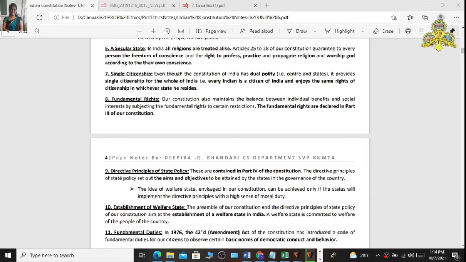One more feature is the directive principles of state policy. The directive principles of state policy are contained in Part 4 of the Constitution. Okay. Part 4 of the Constitution explains about directive principles of state policy. These directive principles, it contains different aims and objectives. Okay. These aims and objectives to be attained by states in the governance of the country. For example, the idea of welfare state is the example for directive principle of state policy.